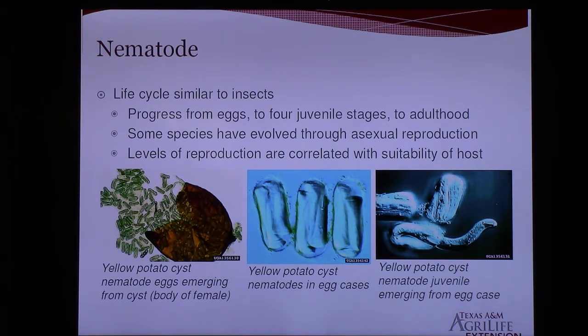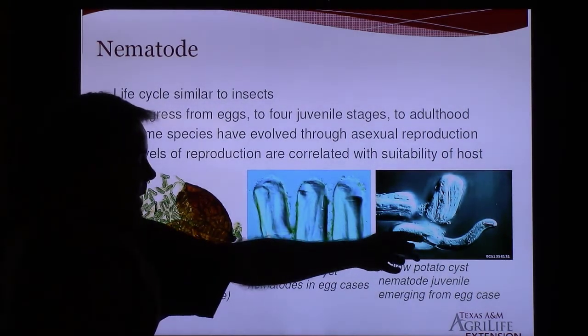And depending upon the host will depend upon the level of reproduction for nematodes. So in this case here, yellow potato cyst nematode eggs emerging from the cyst. The female will lay a cyst, or like an egg, and those little nematodes can come out of there. Here's a blown up picture of those little nematodes in their egg casing. And then here's one that's hatching out of his egg casing.